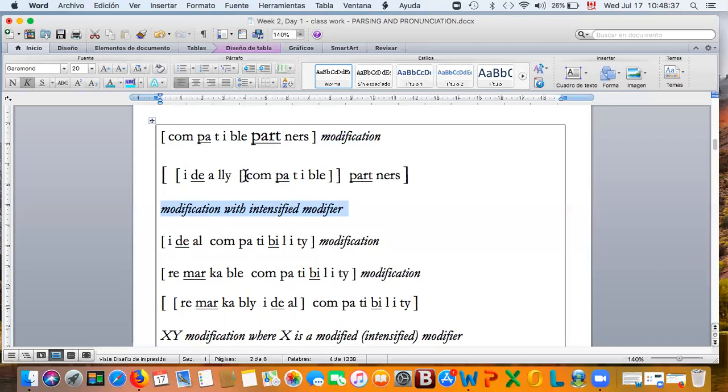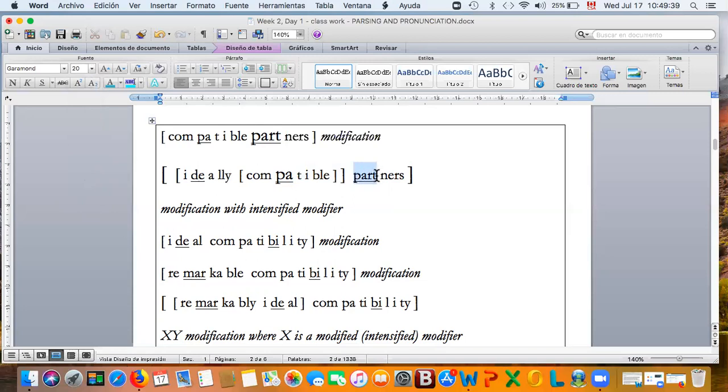Suppose the modifier compatible is itself intensified with another modifier. So there are two modifiers, but the two modifiers are not both modifying partners. Ideally is modifying compatible, and all of that, ideally compatible, is modifying partners. What this normally would give you is the following. Ideally modifies compatible, so compatible would be higher. I mean, the accentuated syllable of compatible would be more accentuated. And then all of this modifies this, so this here should be higher than all of this.